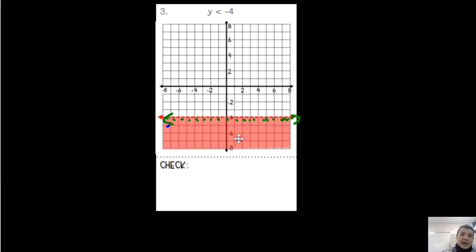Okay, and just to check it, let's go (0, -6). So -6 is less than -4. That's a true statement, so we have a good chance that we did it correctly.